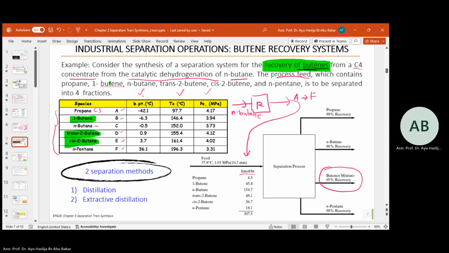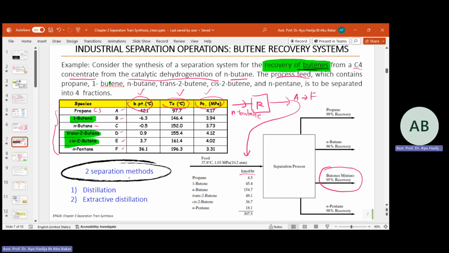Again, I repeat, you need the properties: boiling point, critical temperature, and critical pressure, in order for you to manipulate the separation equipment condition. So from these properties, you can know which will be your distillate and which part will be your bottom.